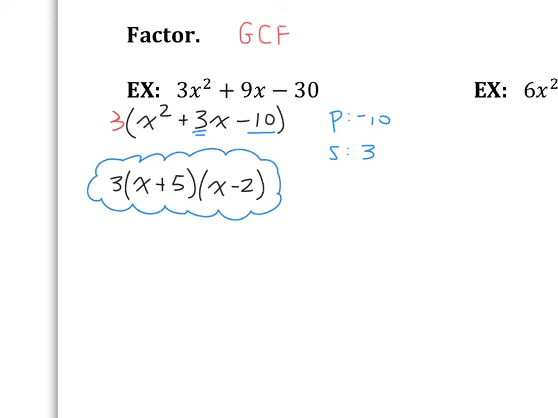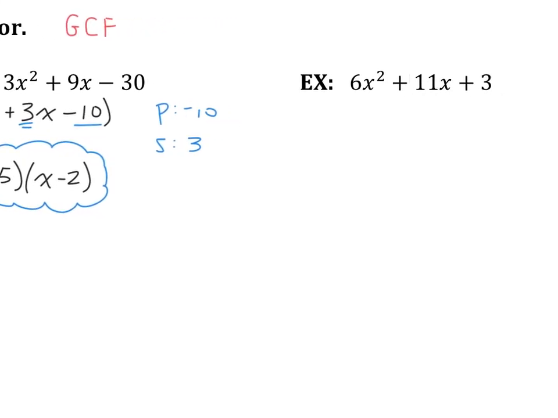Now we can do this product-sum method only because our leading coefficient here is just 1. If it's not 1, like our next example, we have to do a little bit more trial and error here. Okay? All right, so let's move on to our next one.